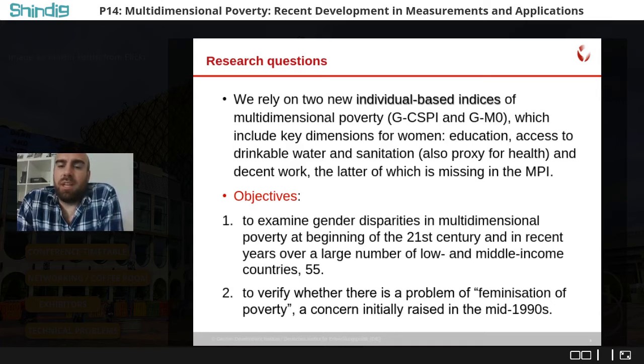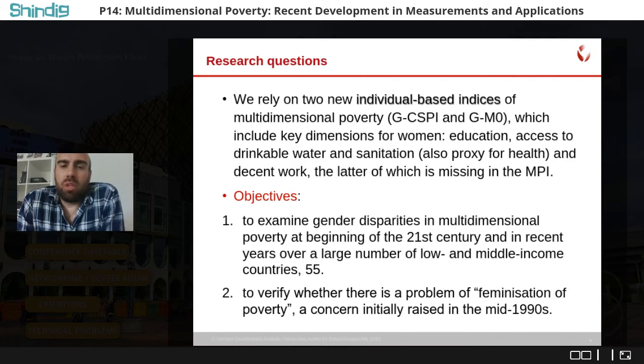So looking at whether, at the beginning of the 21st century, the multidimensional poverty for women was actually higher than for men, as many claimed. And the second objective is more of a dynamic objective. So looking at whether the disparities that we see at the beginning of the millennium, of the century, have improved or not in the last 2 decades. So we have a static and a dynamic objective.